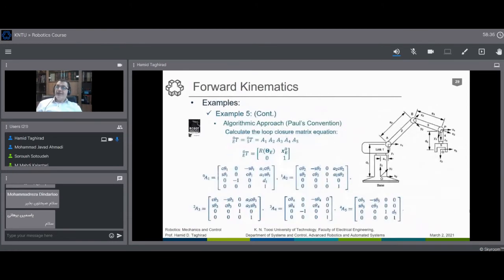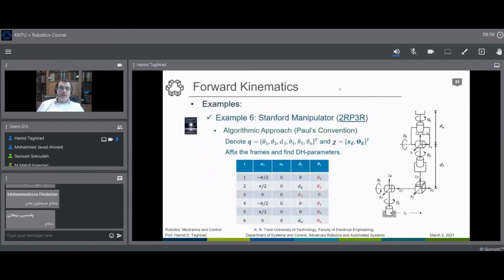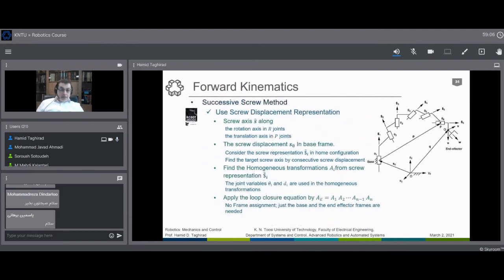Okay, I will go to another approach, which is much simpler than this approach. It is unbelievably simpler, and it comes from an idea. Of course, it is not quite well known. It is not given in many books, and I don't know why. It is based on screw theory. I would like to spend at least half an hour talking about that.